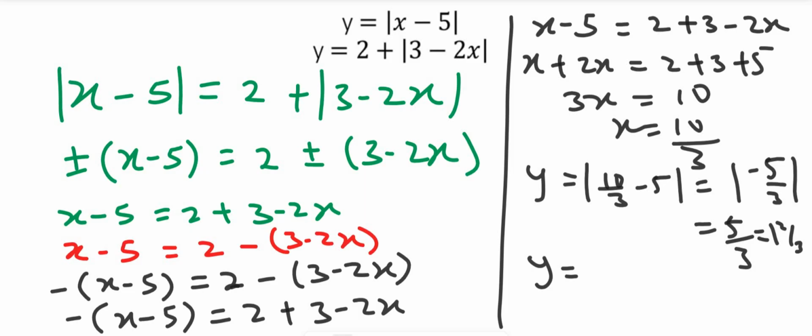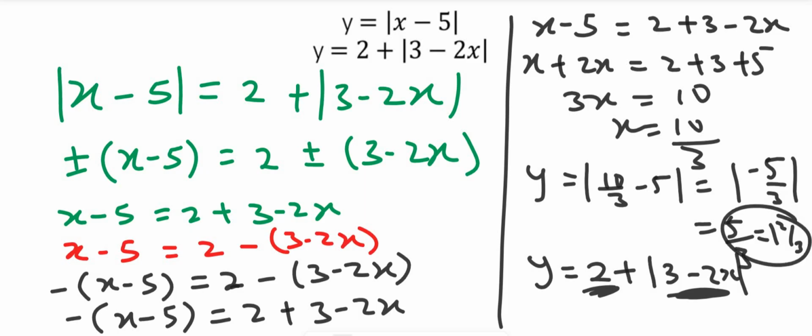Now, whatever the value of the modulus in the second equation will be, there is an addition of 2, which means it is 2 greater than the modulus of 3 minus 2x. So it's going to be 2 plus whatever I get here, which is more than this. Therefore, x equal to 10 over 3 would not satisfy.